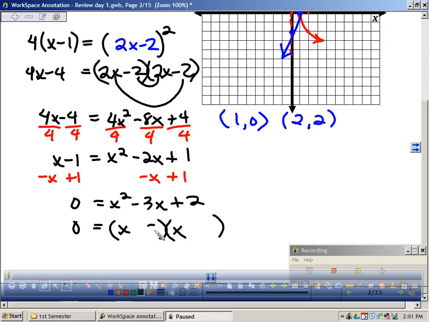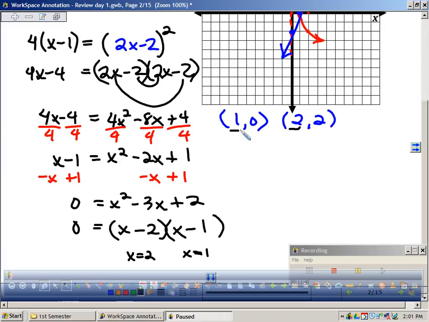x and x, 2 and 1, if both of them are negative, they're going to add up. Negative 2x and negative x makes negative 3x, and negative 2 times negative 1 is positive 2. So my two x's are x equals 2 and x equals 1. Does that match? 2 and 1. I don't think I need to go any further, right?